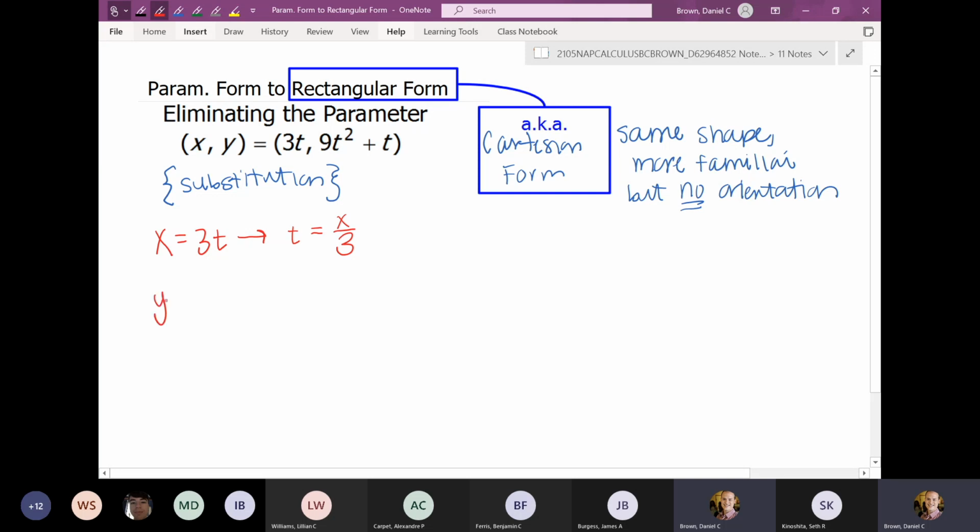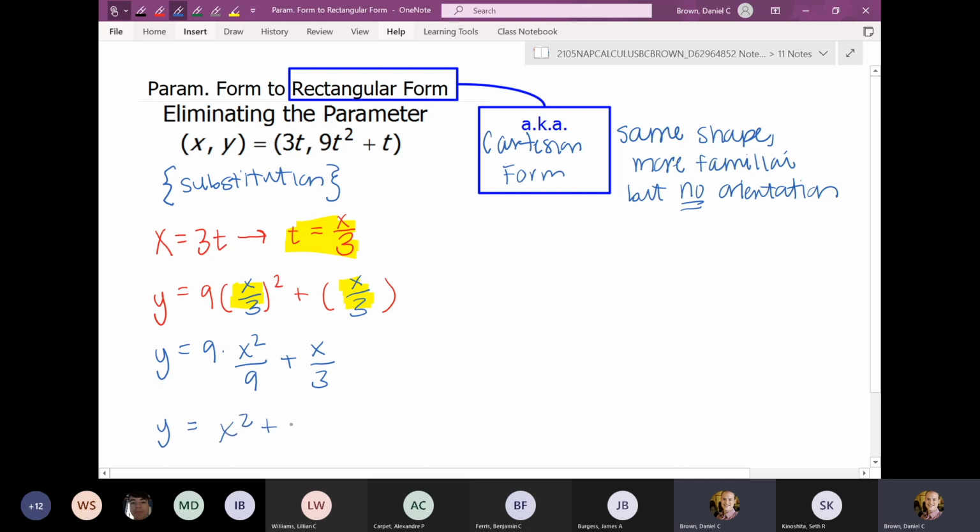Well, what is y? y is equal to 9t squared plus t. t is x over 3, so I can just plug it in. We have eliminated the parameter, but we often want to simplify that. So I have y is equal to 9 times x squared over 9 plus x over 3. Our y is equal to x squared plus 1/3 of x.